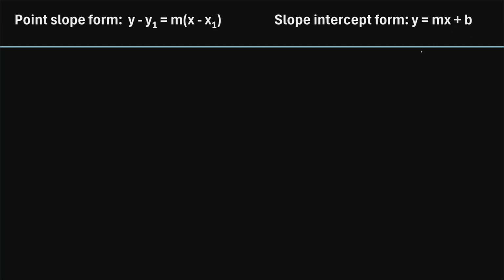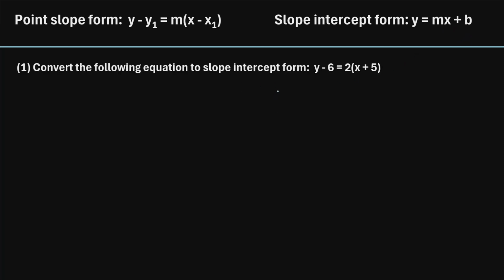So let's take a look at a couple examples. This first example says, convert the following equation to slope-intercept form: y minus 6 is equal to 2 times x plus 5. So right now it's in point-slope form. To convert it to slope-intercept form, here's what we can do. Let's first rewrite the equation.